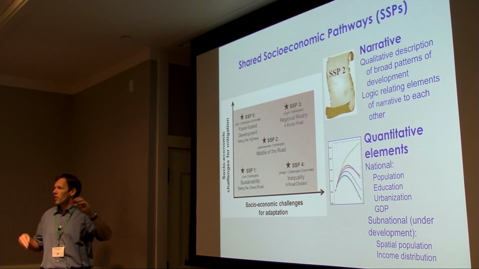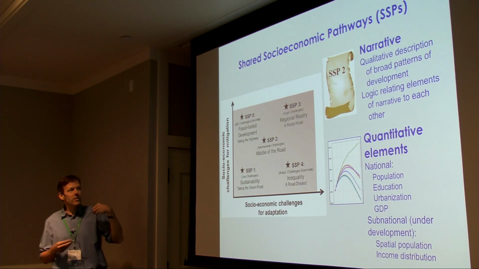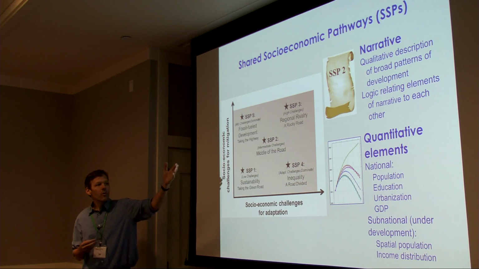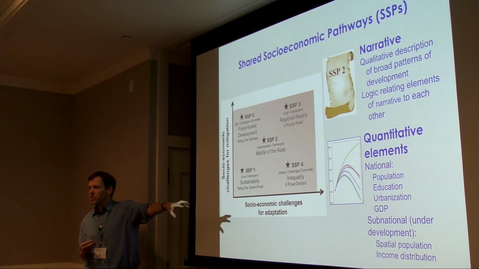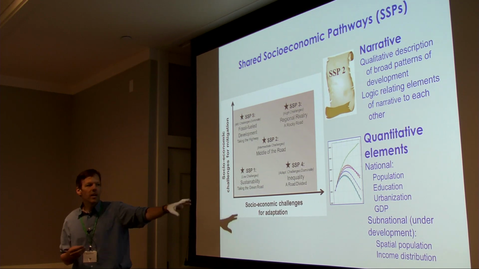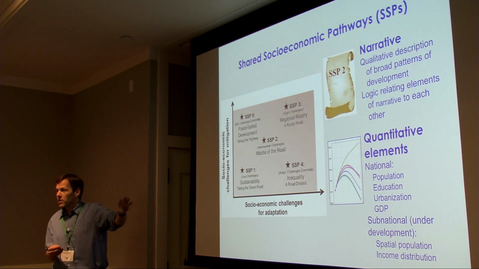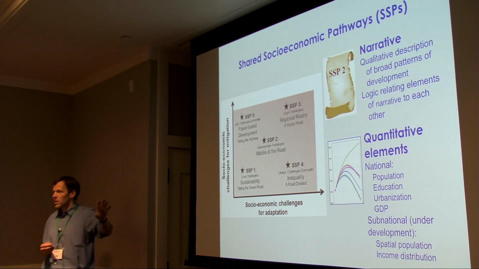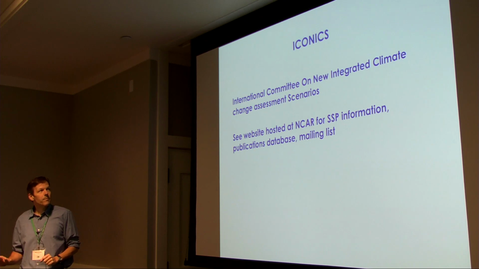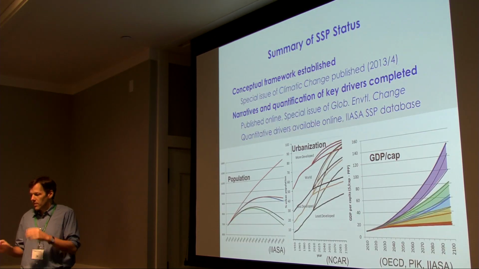5 pathways where the hypothesis was that these are stories about the future that would produce those kinds of outcomes, with national level quantitative projections for population, education, urbanization, GDP. Under development, there are subnational projections right now for spatial population distribution and income distributions.